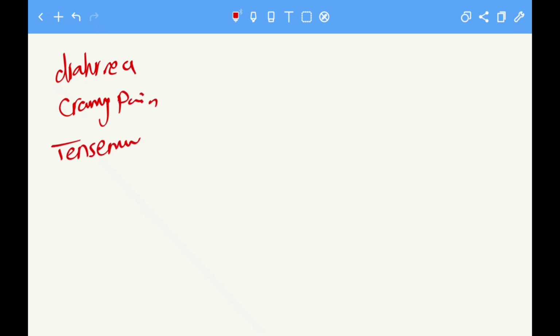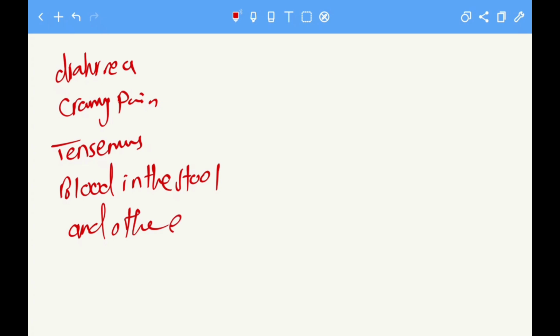What is the clinical picture of both of them? There is diarrhea, crampy pain, tenesmus, bleeding and mucus in the stool, and other extra-intestinal manifestations.